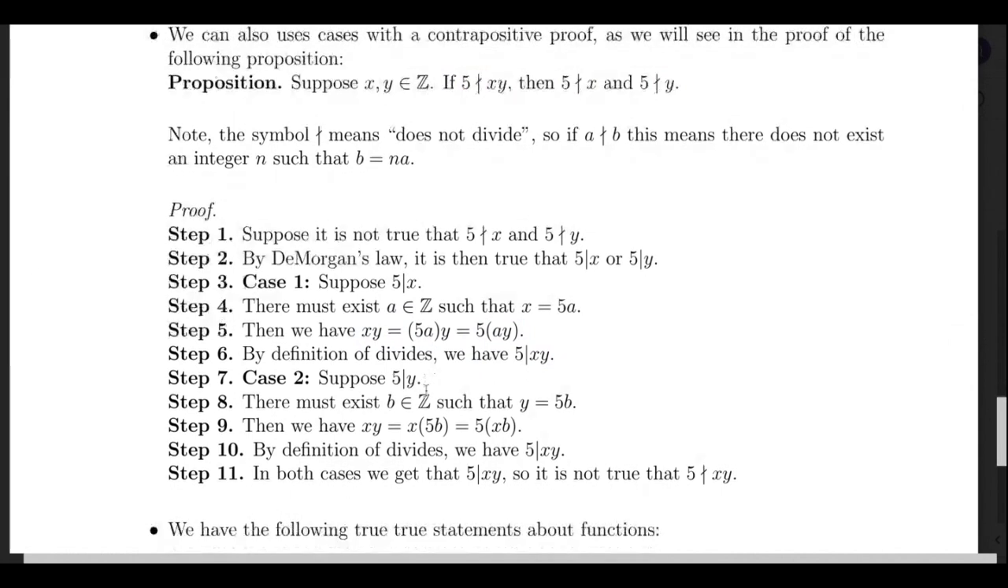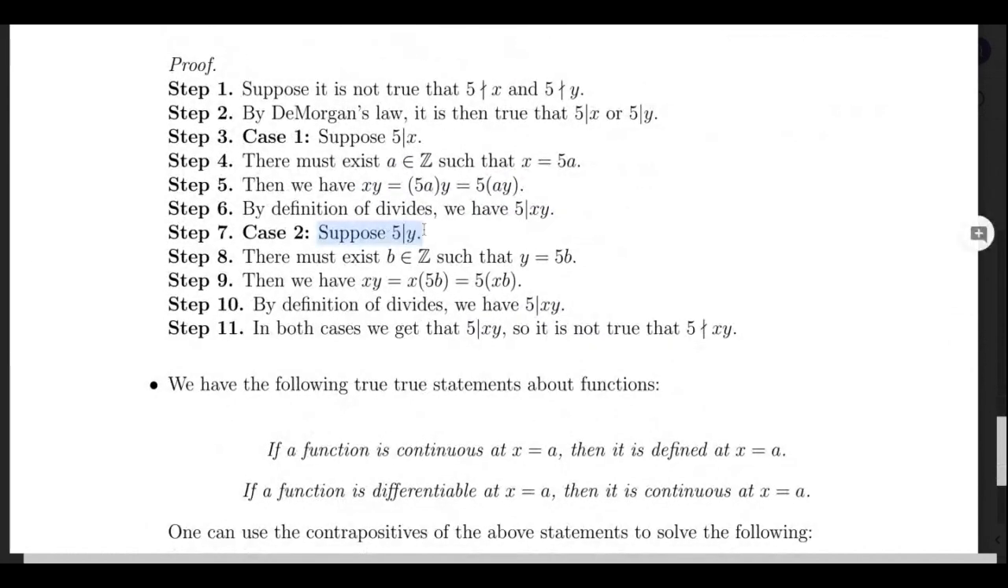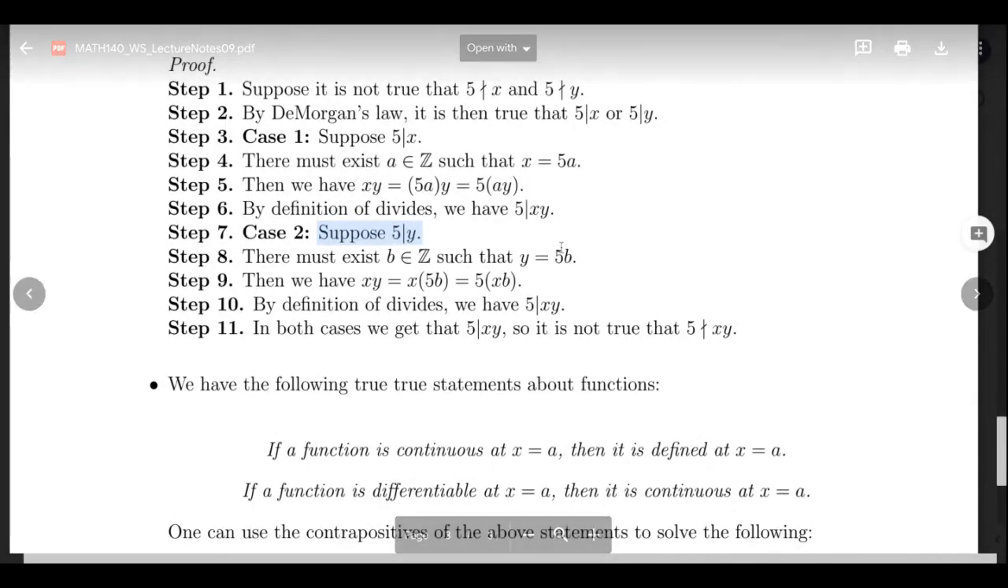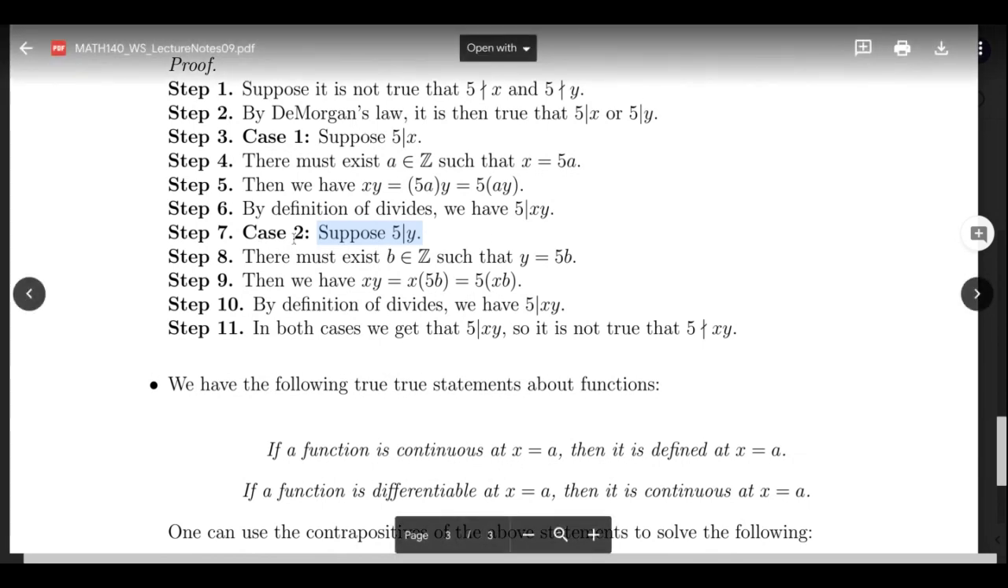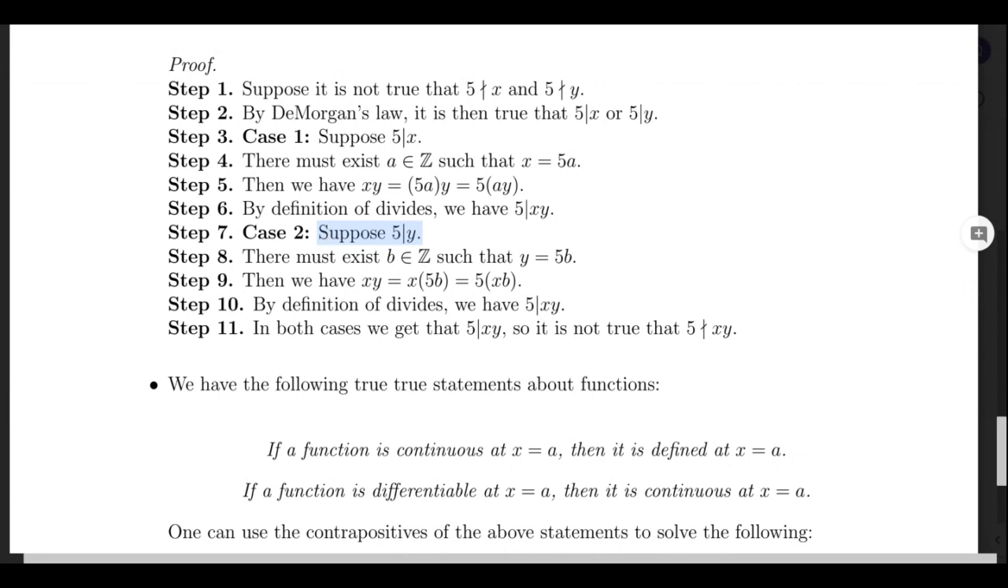Now case two: 5 divides y. There's symmetry here, because x and y have the same weight. Usually we could use "without loss of generality" to show this, because x is a variable and y is a variable, and there's no difference between them; they're equally weighted. So we could simply say that's by symmetry. But anyway, let's do it.